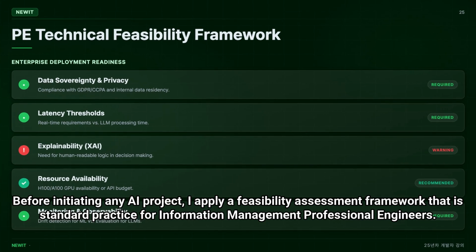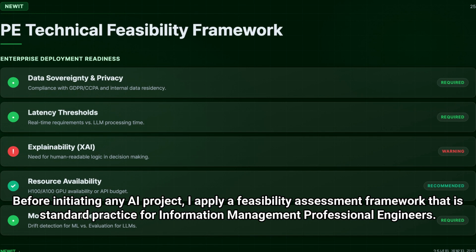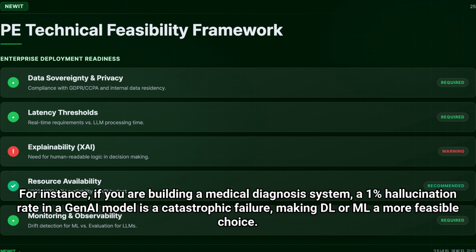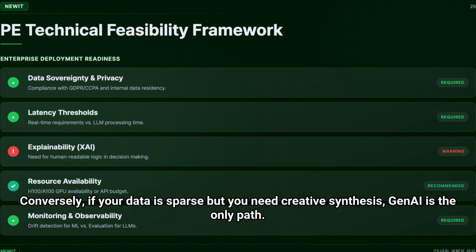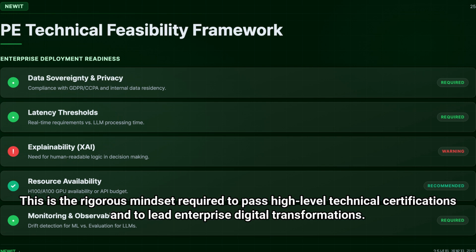Before initiating any AI project, I apply a feasibility assessment framework that is standard practice for information management professional engineers. We evaluate 4 core dimensions: data readiness, latency requirements, regulatory constraints, and hallucination tolerance. For instance, if you are building a medical diagnosis system, a 1% hallucination rate in a GenAI model is a catastrophic failure, making DL or ML a more feasible choice. Conversely, if your data is sparse but you need creative synthesis, GenAI is the only path. This checklist ensures that we don't just build cool technology, but compliant and reliable systems. This is the rigorous mindset required to pass high-level technical certifications and to lead enterprise digital transformations.